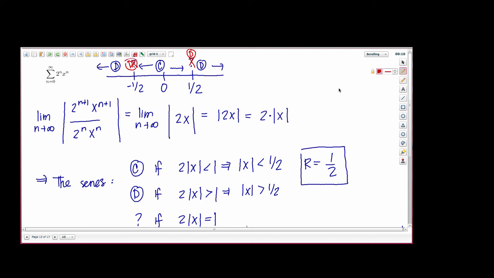So our radius of convergence was a half. We diverge at both endpoints, which tells us our interval of convergence is just minus a half to a half. So the open interval, minus a half to a half. So radius of convergence 1/2, interval of convergence, open interval minus a half to a half. Neither endpoint is included in the interval.